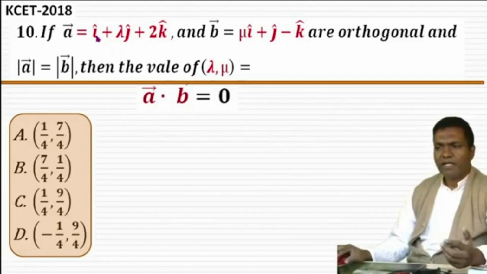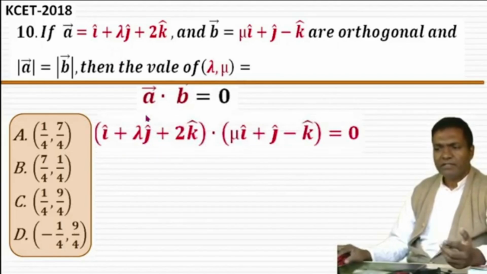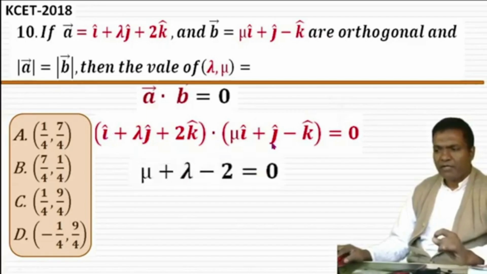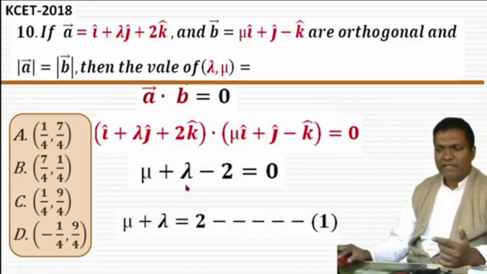So do the dot product now. Dot product means dot product of this and this. And you know how to find dot product? Sum of the product of the coefficients of I, j, k. So 1 into mu plus lambda into 1, 2 into minus 1, this. So this is your dot product. So from this, mu plus lambda equal to 2. You will get one equation.